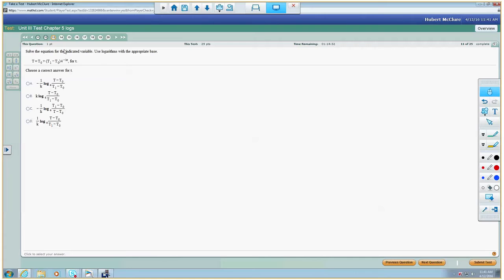Solve the equation for the indicated variable. T is equal to T sub o plus parentheses T sub 1 minus T sub o, times 4 to the negative kt power. And we want to solve for little t.